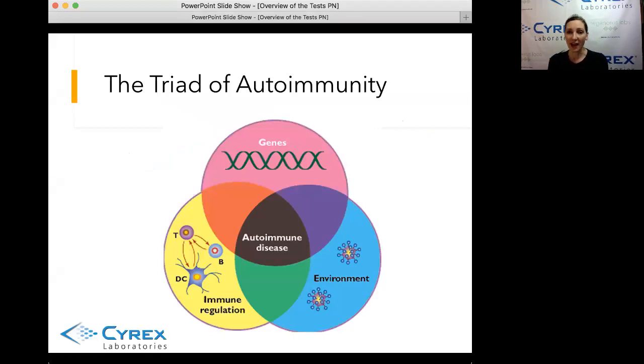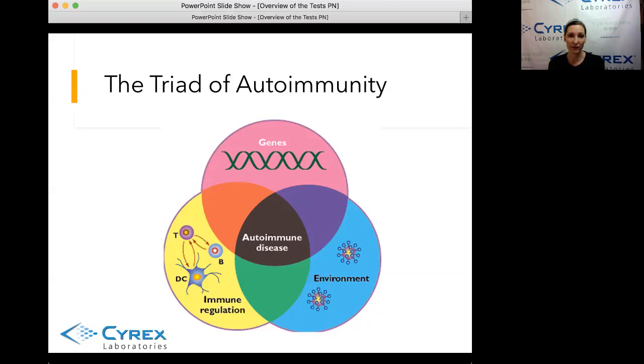So within Cyrex, we're starting to look now at the triad of autoimmunity. In order to develop an autoimmune disease in the first place, you need to have the genetic predisposition, an environmental trigger, and some degree of immune system dysregulation, which is often preceded by barrier permeability. So we often talk about the three legs of the stool being intestinal permeability, genetics, and environmental trigger. But it is a little bit more complex than that.